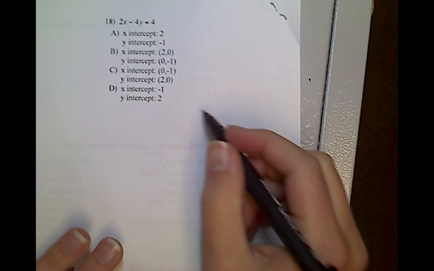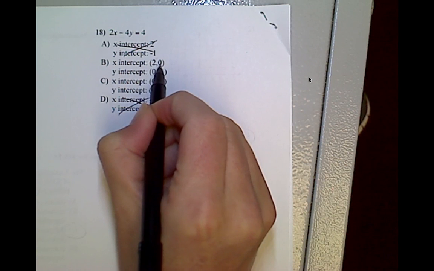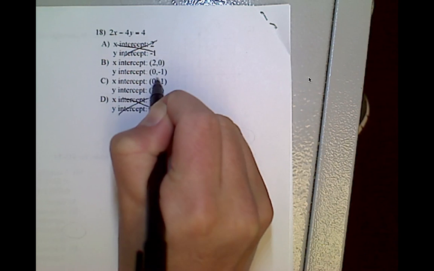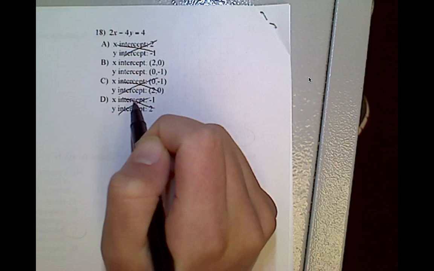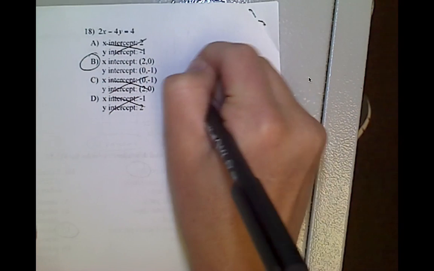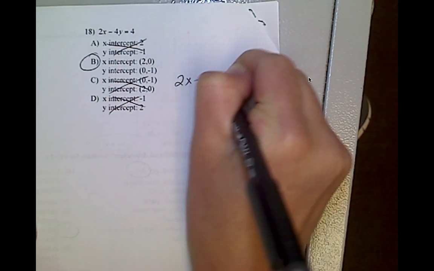Okay, last one for this section. Once again, intercepts have to be ordered pairs, so we can eliminate A and D. When I'm looking at this, I know that for an x-intercept, the y part is 0, so that's good. For this x-intercept, the y part, that one's not even 0. So before I even get started, I could just go ahead and say it's B by process of elimination. If you didn't know, you could always solve for y.